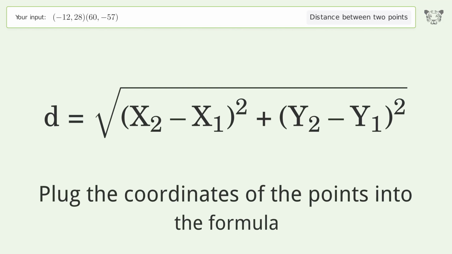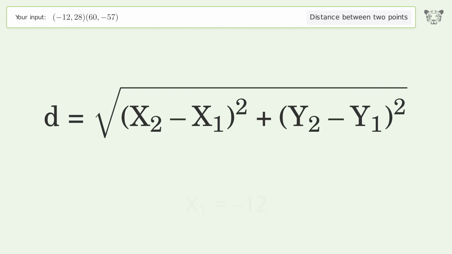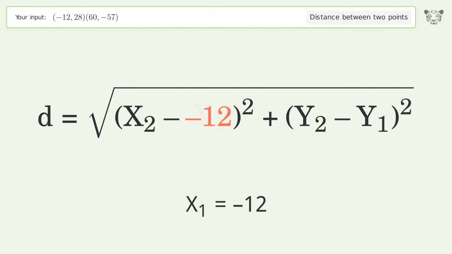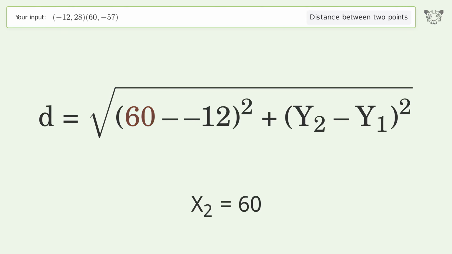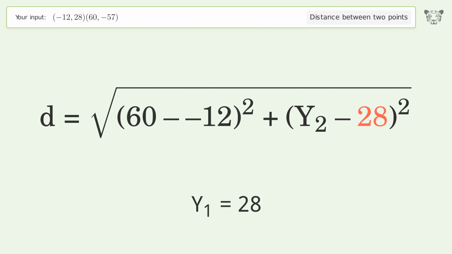Plug the coordinates of the points into the formula. x1 equals -12. x2 equals 60. y1 equals 28. y2 equals -57.